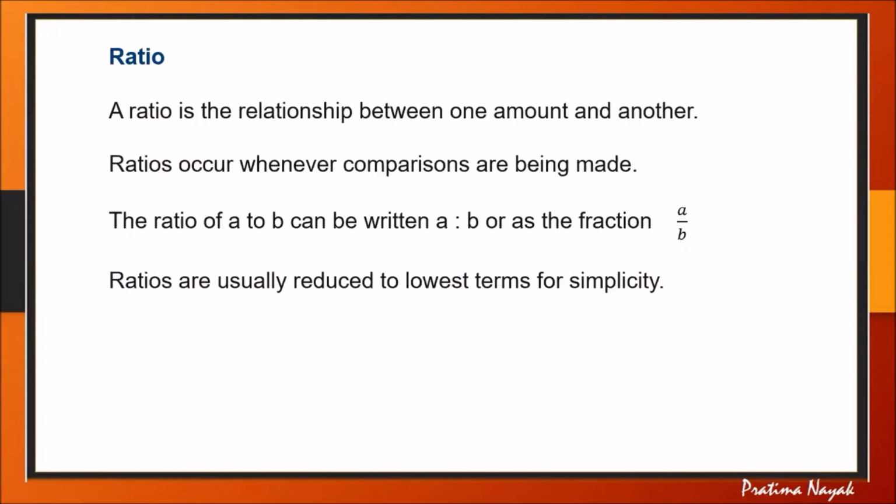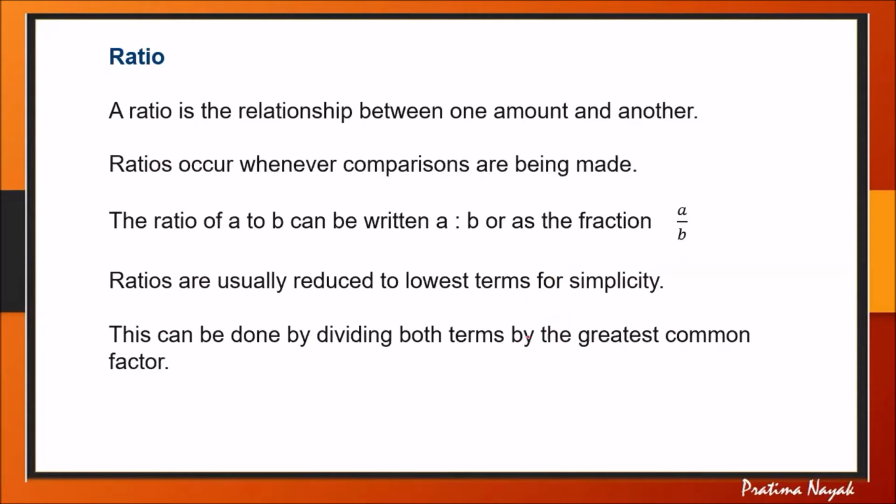Now ratios are usually reduced to the lowest terms for simplicity. For example, 24 to 30 cannot be kept in this form. We have to make it into lowest terms. How to make it? I'll divide by the greatest common factor. For 24 and 30, the common factor is 6. 6 4 times, 6 5 times. So the ratio will be 4 by 5 or 4 is to 5. Both are correct ways to write the ratio.